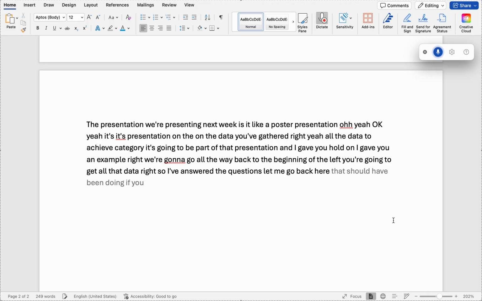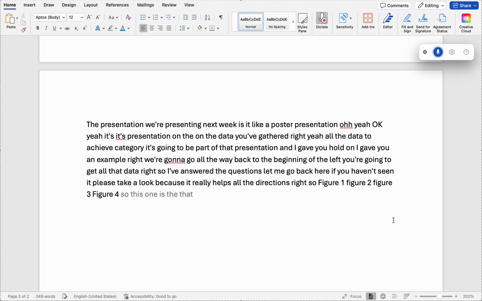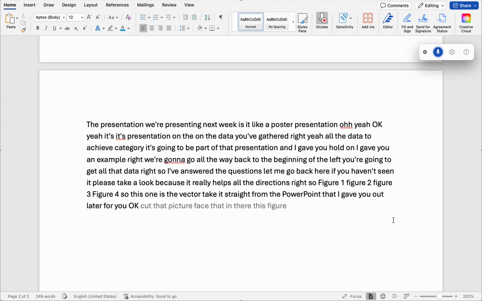If you haven't seen it, please take a look, because it really helps with all the directions. So, figure 1, figure 2, figure 3, figure 4. This one is the vector and the cloning. Take it straight from the PowerPoint that I gave you. I'll upload it for you, okay? Cut that picture, paste it in there. That's figure 1.